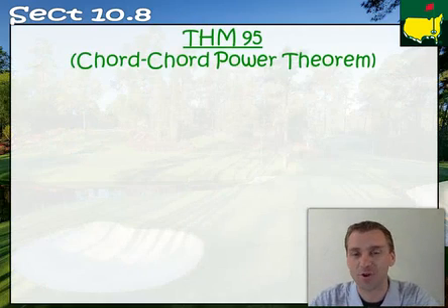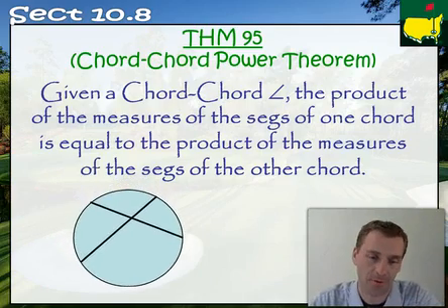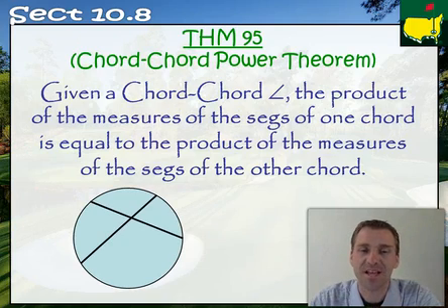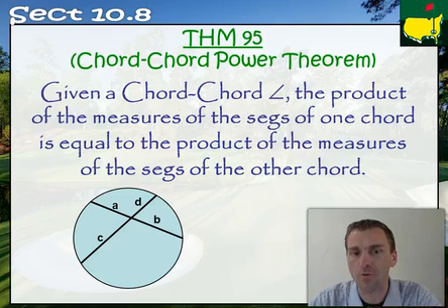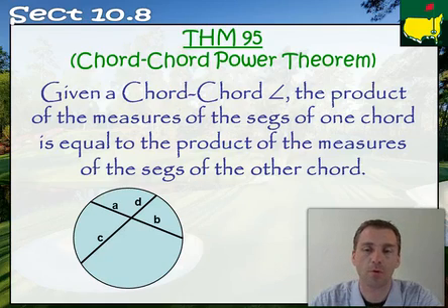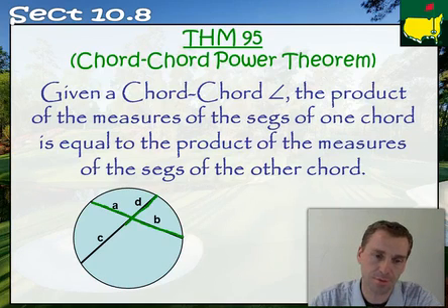Anyways, here's what needs to go in your notes. This is Theorem 95. It's the chord power theorem. It says, given a chord angle, the product, meaning multiplication, of the measures of the segments of one chord is equal to the product of the measures of the segments of the other chord. Woo! What a big old mouthful that is, it seems like. Chord angle. So you got this chord angle down here, and you got this whole entire side, if you will, that's the chord. And then here's the other chord. It goes down that way.